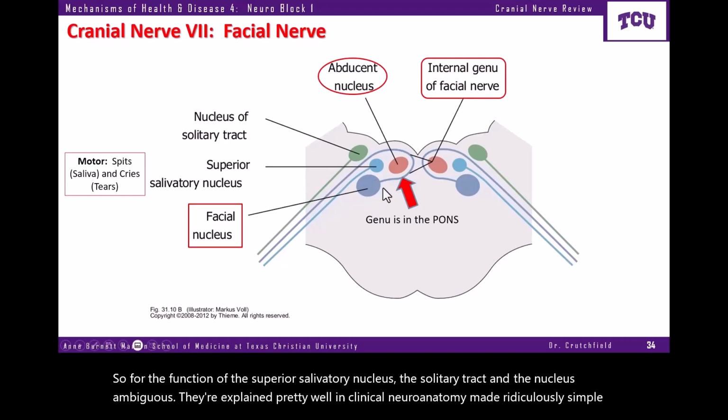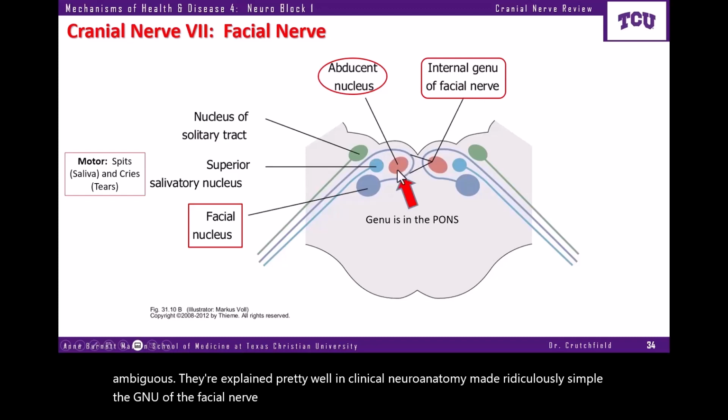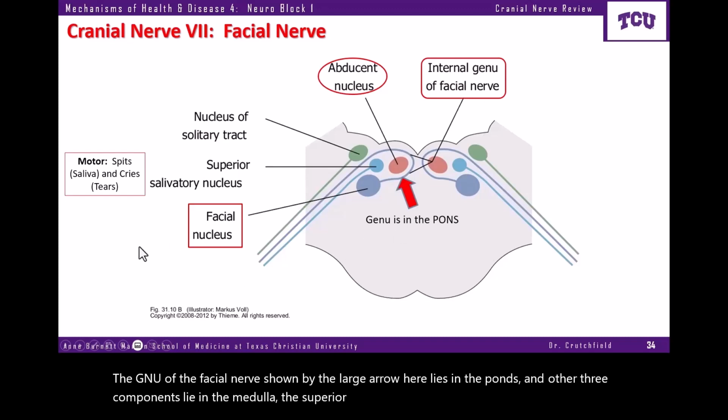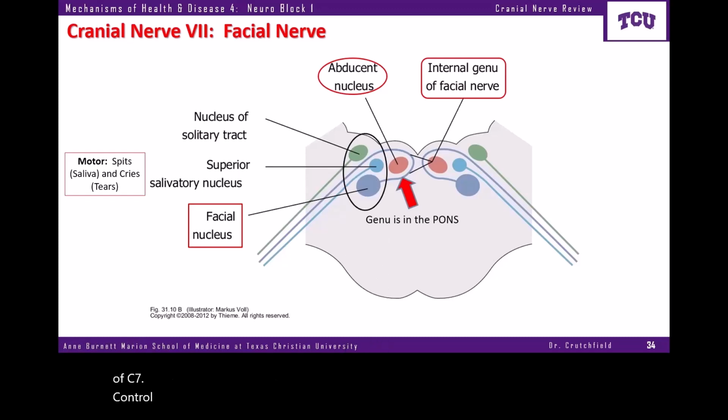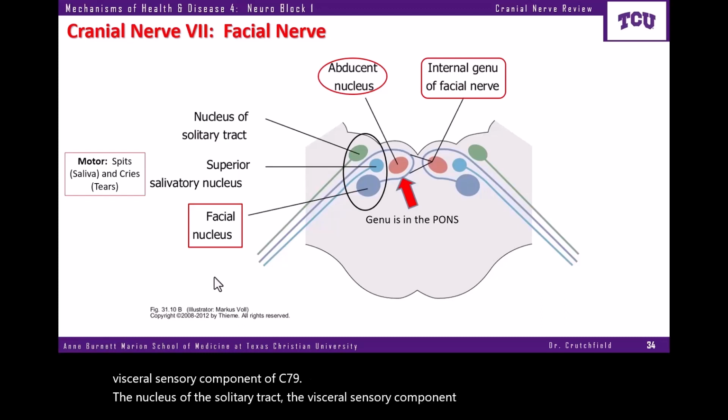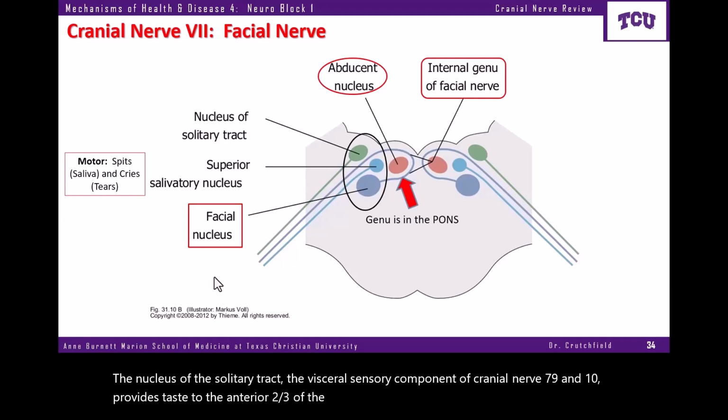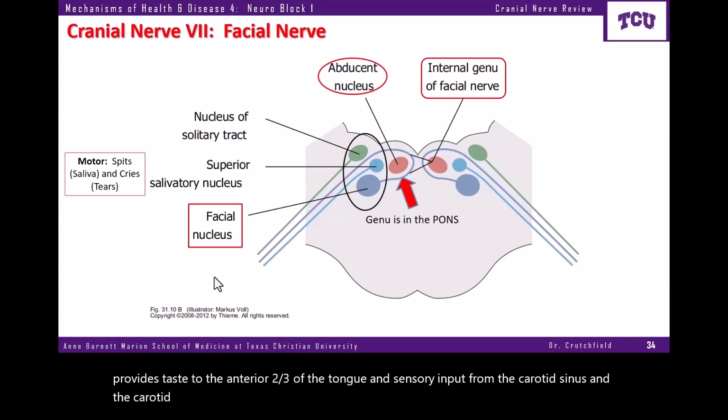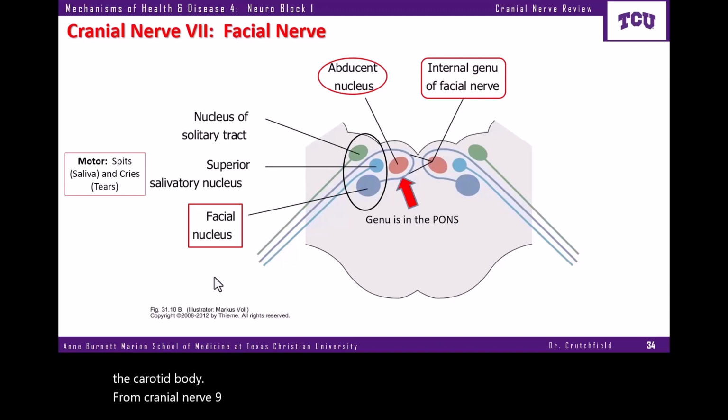The genu of the facial nerve, shown by the large arrow here, lies in the pons, and the other 3 components lie in the medulla. The superior salivatory nucleus, the visceral motor component of C7, controls the nerve's ability to lacrimate and salivate. The nucleus of the solitary tract, the visceral sensory component of cranial nerves 7, 9, and 10, provides taste to the anterior 2/3 of the tongue and sensory input from the carotid sinus and the carotid body from cranial nerve 9, and massive sensory return along the vagus nerve, cranial nerve number 10.